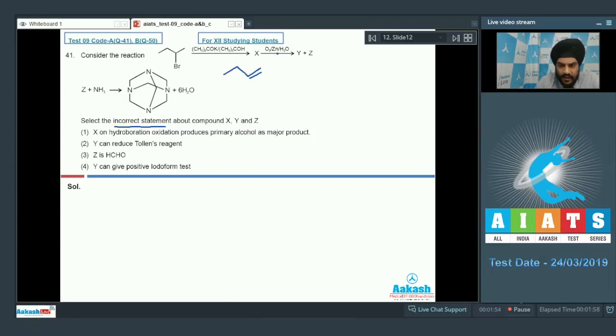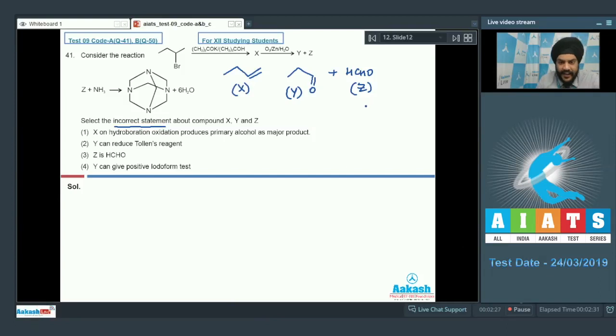Students, this reductive ozonolysis is going to convert this into Y and Z. So we're going to have the formation of aldehydes, which are propanal and methanal or formaldehyde. Now it is given to us further that Z reacts with ammonia to give us this structure. So we can clearly see that this Z has to be formaldehyde. So this is Z and this is Y, while this was X.